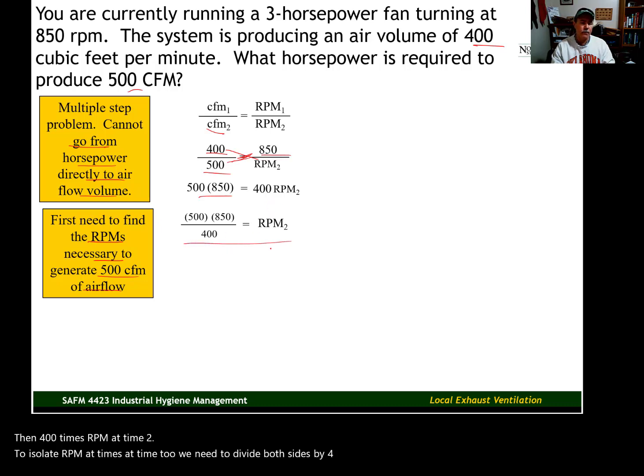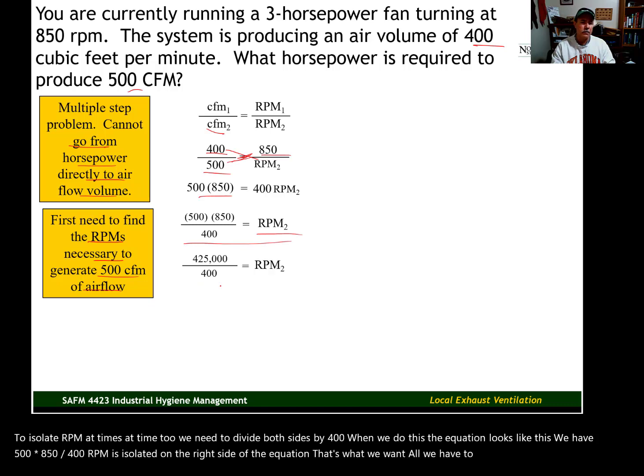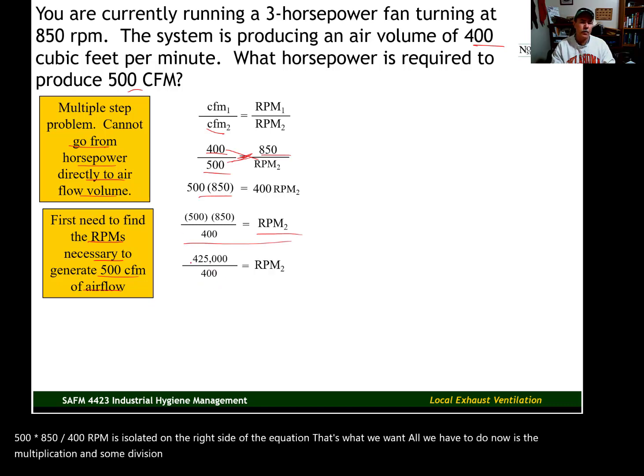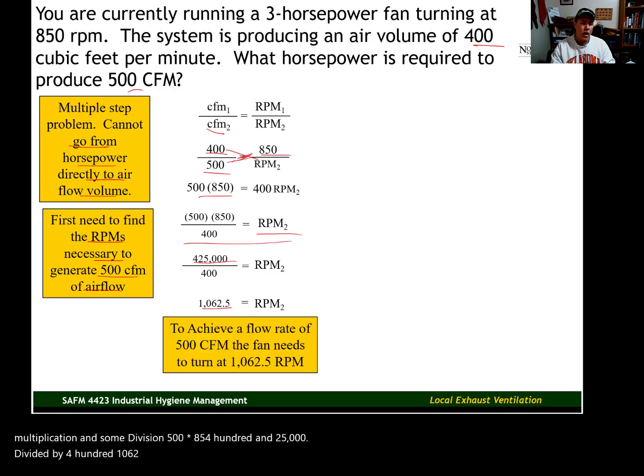When we do this, the equation looks like this. We have 500 times 850 divided by 400. RPM is isolated on the right side of the equation. That's what we want. All we have to do now is some multiplication and some division. 500 times 850 is 425,000. Divided by 400, 1,062.5 RPMs are required to generate 500 cubic feet per minute of airflow. To achieve a flow rate of 500 cubic feet per minute, the fan needs to turn at 1,062.5 RPMs.